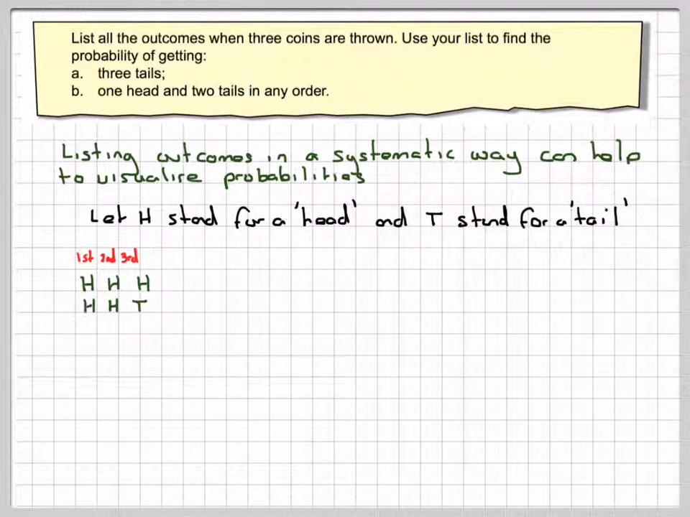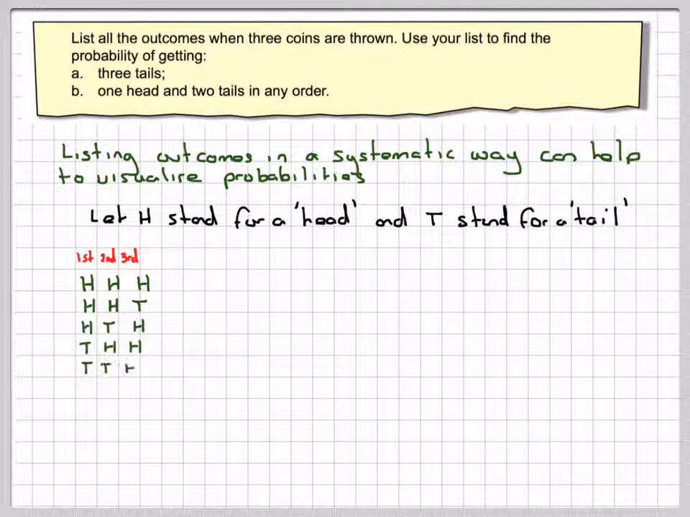But there are other ways that could happen. We could get a head on the first, a tail on the second, a head on the third. Or we could get a tail on the first, a head on the second, a head on the third. These are all 3 different possibilities.